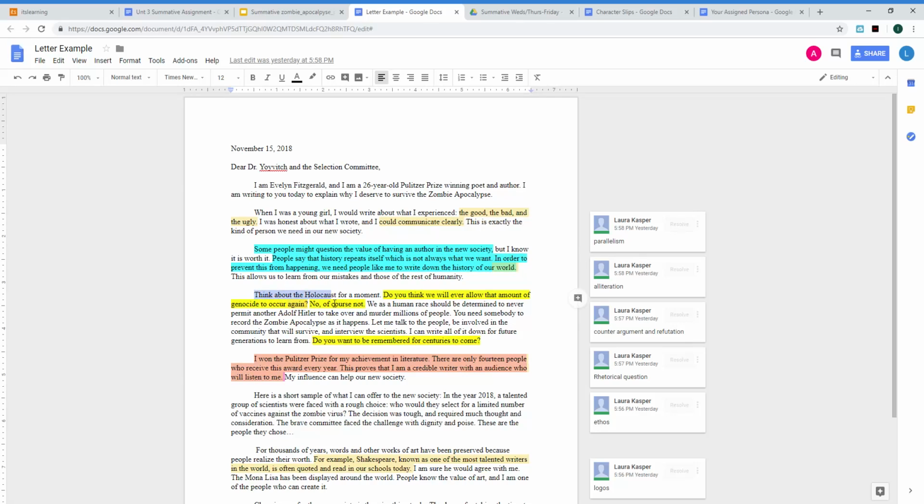Okay, think about the Holocaust for a moment. Do you think we will ever allow that amount of genocide to occur again? So we have a rhetorical question here, right? Not only is this rhetorical question a device, it's also appealing to emotion. We're mentioning genocide, millions of people dying. However, we also answer it. No, of course not.